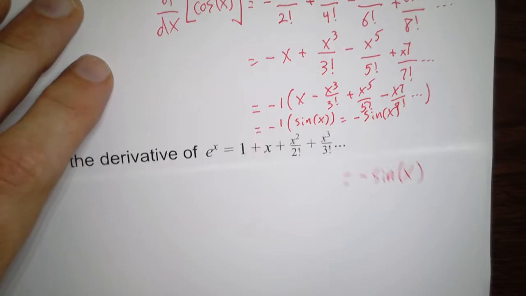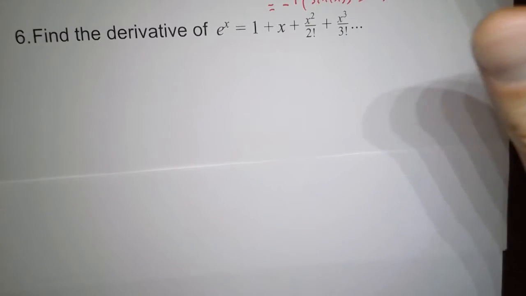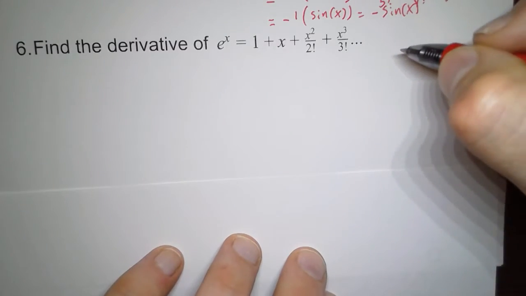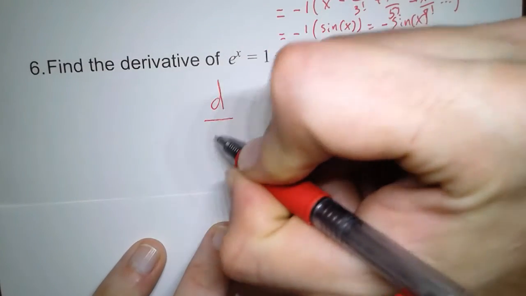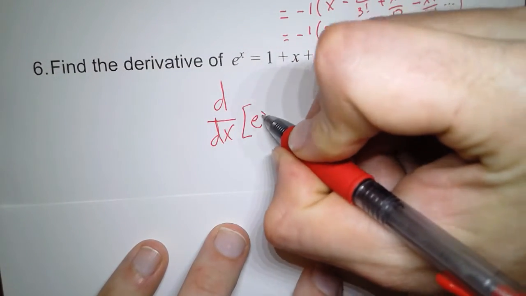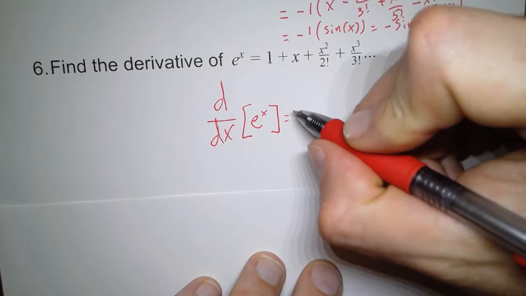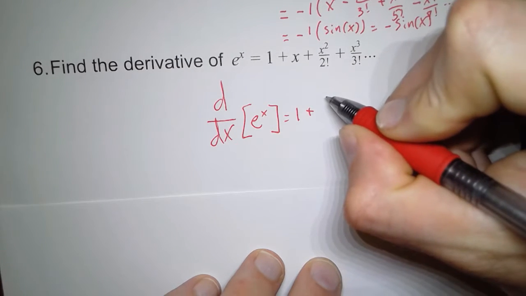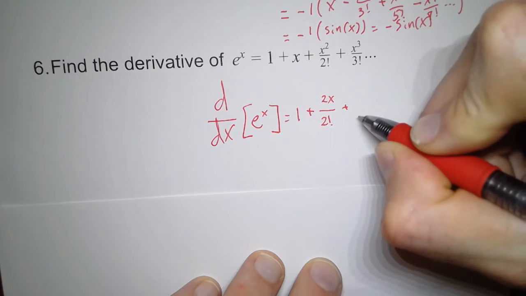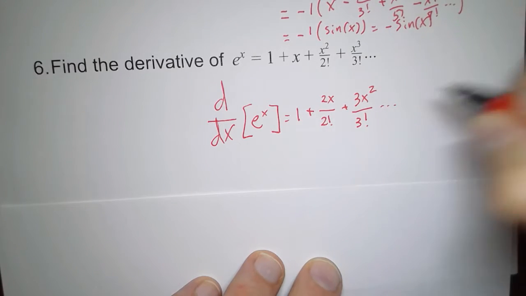So now let's look at the last one. Our Taylor polynomial for e is 1 plus x squared over 2 factorial plus x cubed over 3 factorial. Now, I'm not going to need any more terms than this, and you'll see why. So the derivative, so d dx, this is how we call that, d dx of e to the x equals 1 goes away, becomes 0, x becomes 1, x squared over 2 factorial becomes 2x over 2 factorial, x cubed over 3 factorial becomes 3x squared over 3 factorial, dot dot dot.